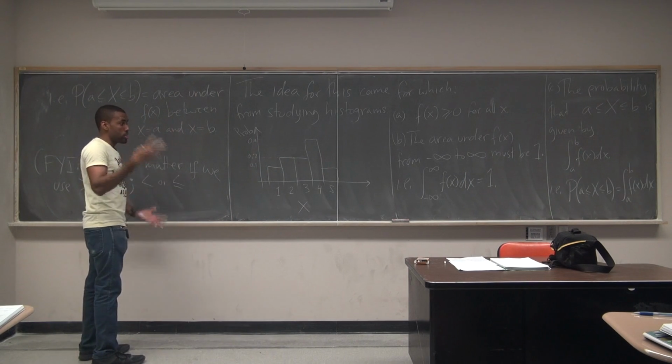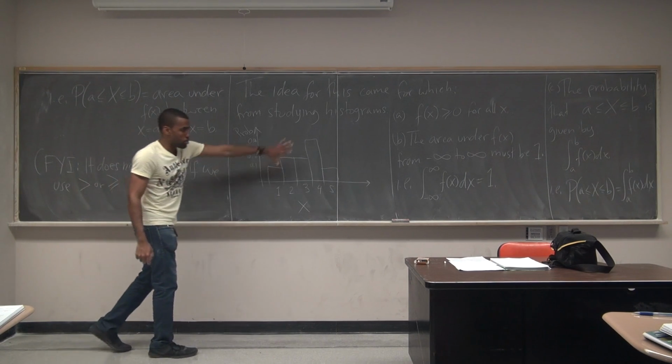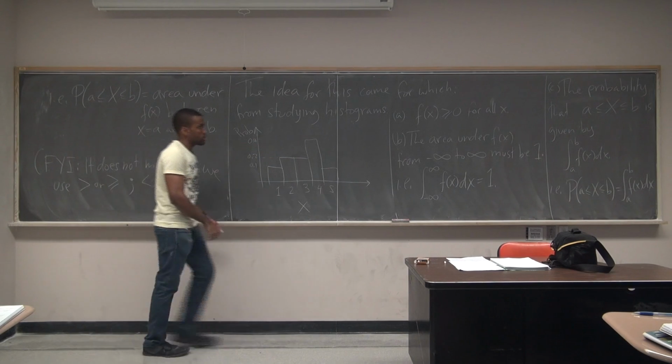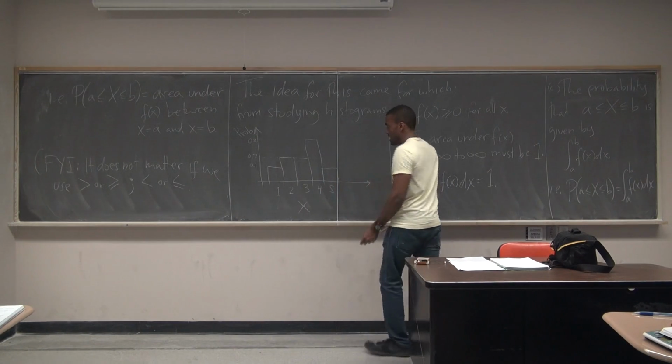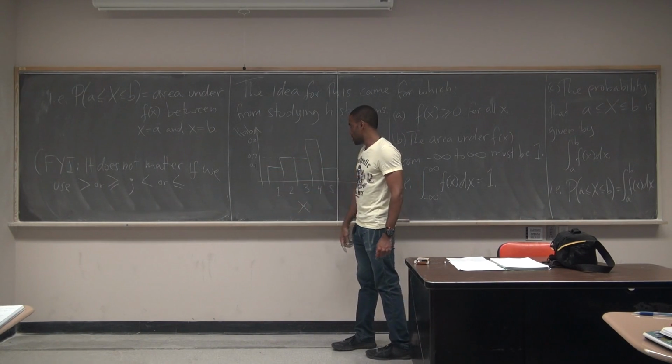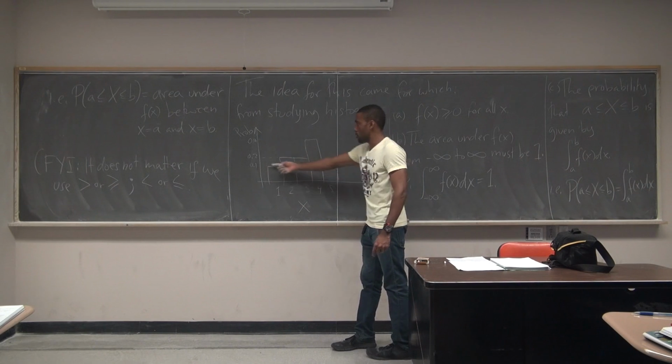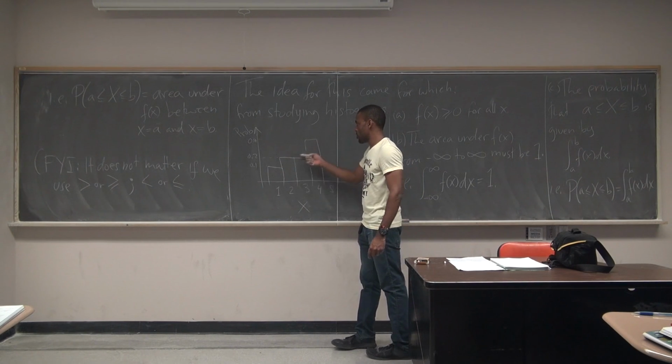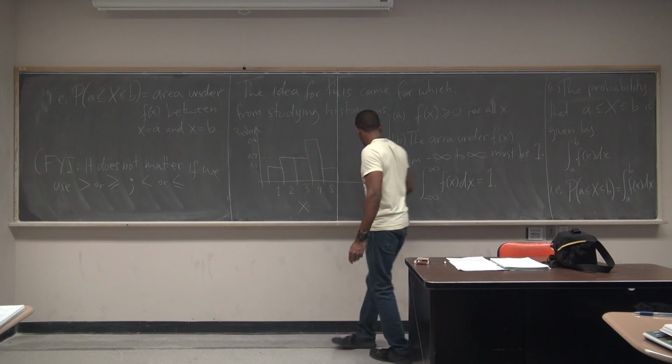So let's pretend we were in a discrete random variable and this was a probability histogram, right? So the probability that x takes on the value 1 is 0.1. The probability that it takes on the value 5 is 0.1. The probability that it takes on 2 or 3 is 0.2. The probability that it takes on 4 is actually 0.4.